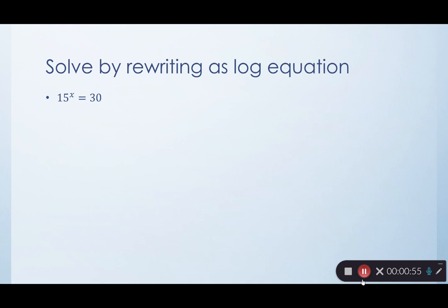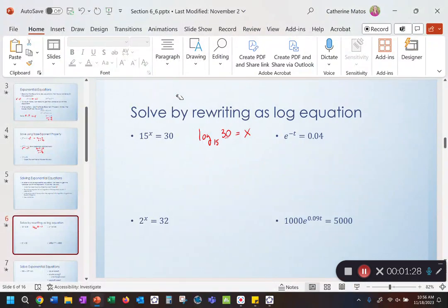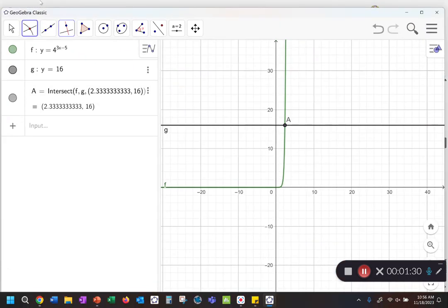So this was the 15 to the x equals 30 that we couldn't solve before. So we were going to say, hey, I could rewrite this as log base 15 of 30 equals x, right? Because the question is, 15 to what power equals the argument. All right. And then, of course, log base 15 of 30, we can go and put into GeoGebra, or you can do a change of base formula and put it in on your calculator. So log base 15 of 30.